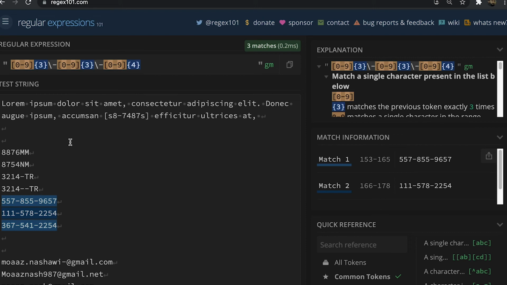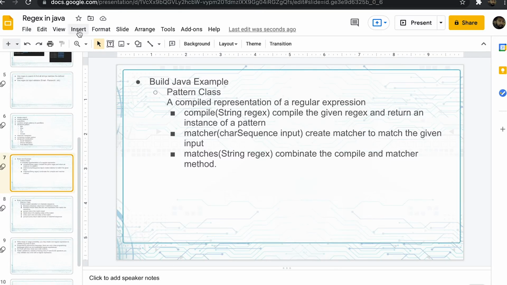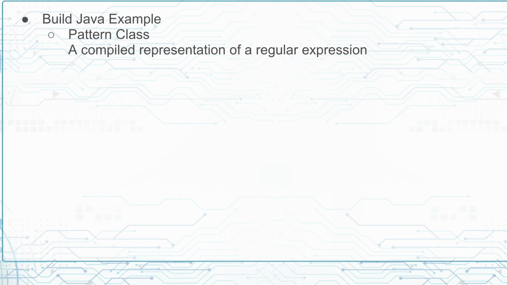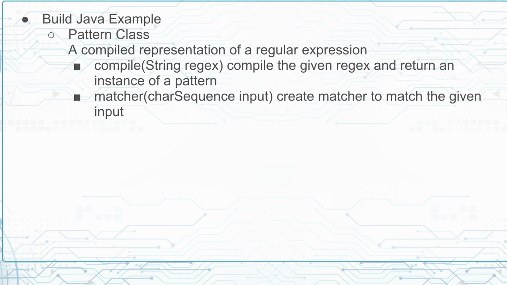Let's start to build our Java project and implement regex in it. Let's first discuss how Java implements regex inside the programming language itself. So in Java, we first have a Pattern class. The Pattern class is the compiled representation of a regular expression inside Java. Inside this class, we have first the compile method, which will take a regex string and return an instance of a pattern.